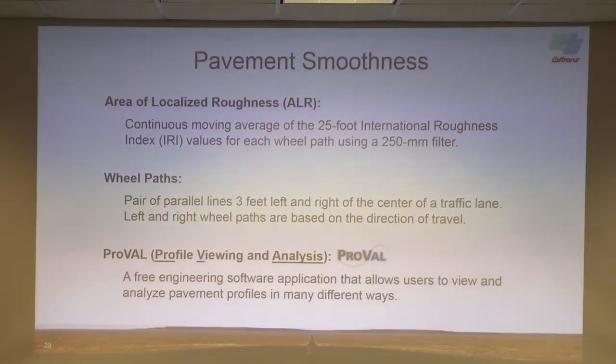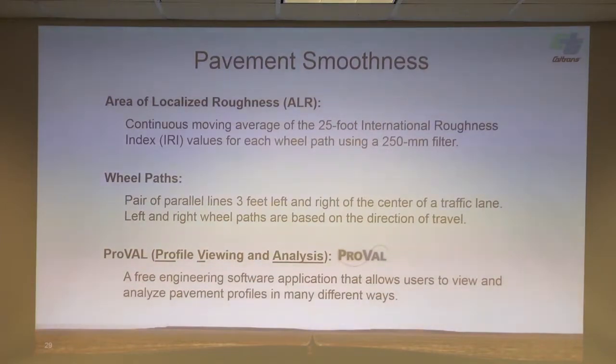A lot of you probably already know these definitions by now, but we're going to cover them again in case you don't. So, areas of localized roughness. What that is, it's basically similar to the old mush grind or a bump that you'd find with a straight edge, except it's evaluated with the inertial profiler.